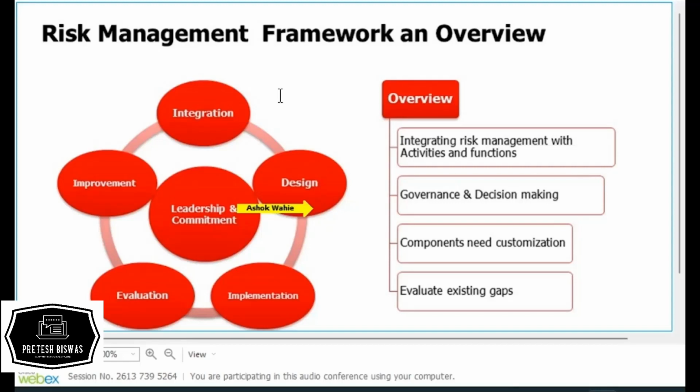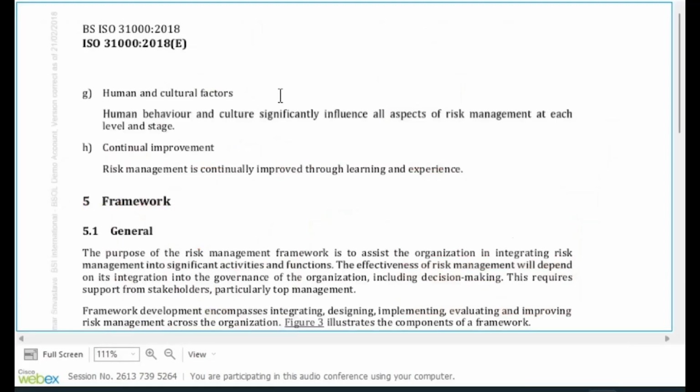Let us look at the standard word by word. Take a minute to read clause 5.1. Please do not miss any word, because this is the only time you will get to read the standard in great detail. Later on, you will forget about it.